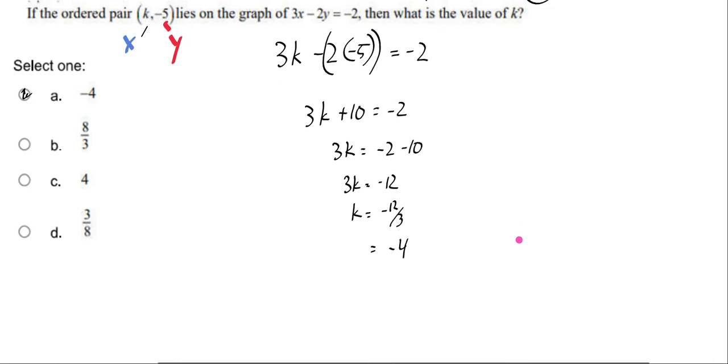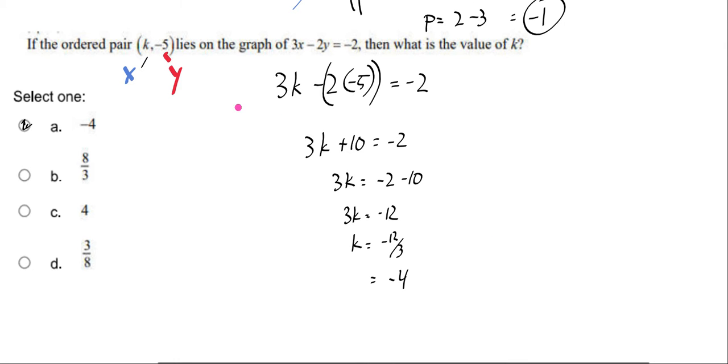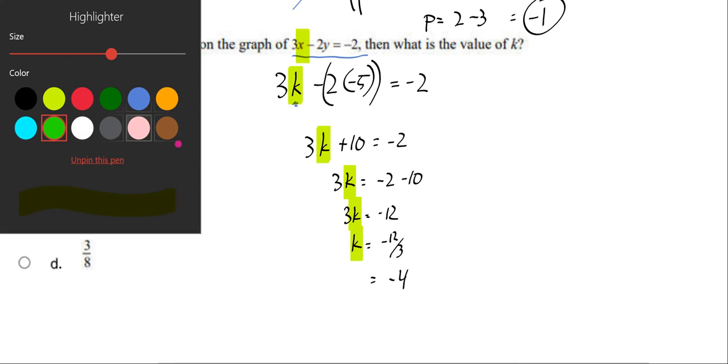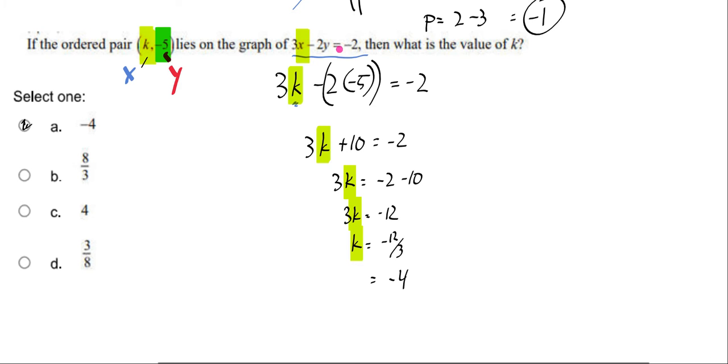Next, if the ordered pair (k, -5) lies on this graph, what's the value of k? They give us the equation 3x minus 2y equals -2. The x value is k, and we want to find it. The y value is -5, so they tell us what the y value is, so we can evaluate, we can throw it in there.